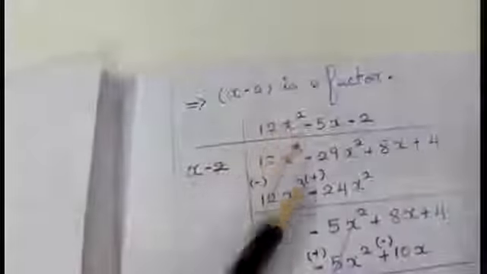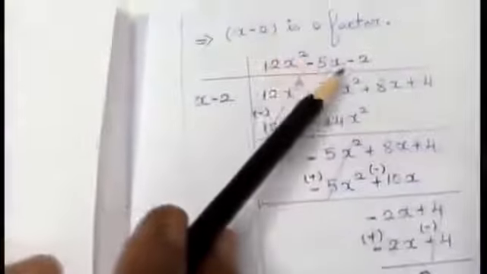I am finding it using the division method. So what is the value I am getting here? 12x square minus 5x minus 2. I am taking that particular quadratic equation and using product and sum, I am finding the values, students. So what is the answer I am getting at the last? x is equal to 2 by 3 and x is equal to minus 1 by 4. Therefore, the roots of the given equation are 2, 2 by 3 and minus 1 by 4.